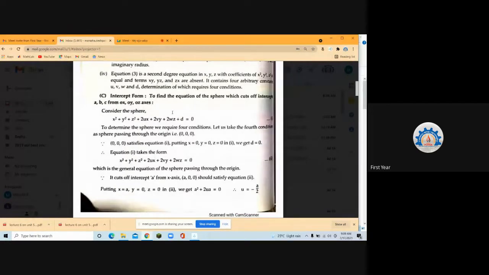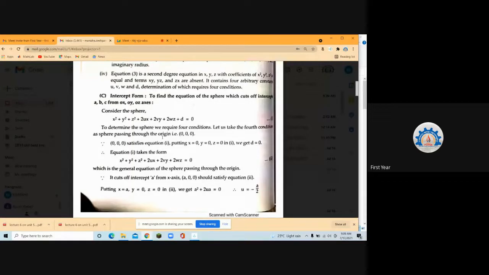Then equation of sphere in intercept form. So again, why I'm explaining this to you is because this is going to be used in some of the derivations of different types of spheres, as well as you can be asked direct questions on this in your MCQ exam. So you know that the general equation of sphere is x square plus y square plus z square plus 2ux plus 2vy plus 2wz plus d is equal to 0.